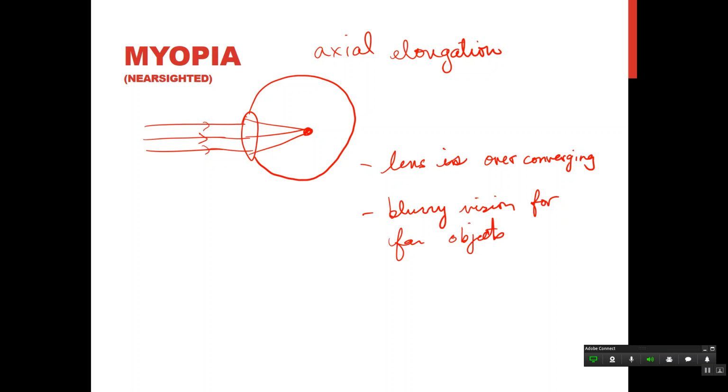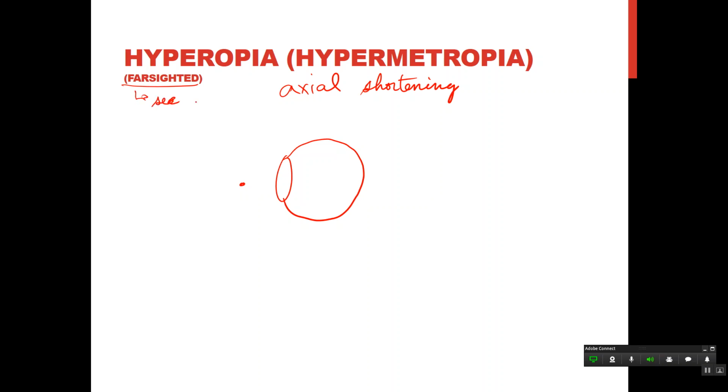Hyperopia is when you have axial shortening. So your eyeball is too small, too short. You have an object that's close. By the way, this is far-sighted, which means that you can see far things but not close things.